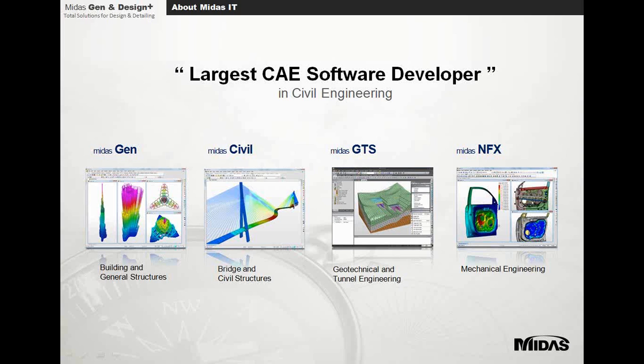The flagship products in those areas can be seen on your screen, such as MIDAS Gen, which I will be showing to you today, which is for buildings and general structures. MIDAS Civil is also one of our most popular products for bridges and civil structures. MIDAS GTS is for geotechnical and tunnel engineering. And MIDAS NFX is for mechanical engineering works. If you are interested in any of the above programs, you can visit our website and look forward to future webinars, and you can download the trial as well as tutorials and technical documents from the website.